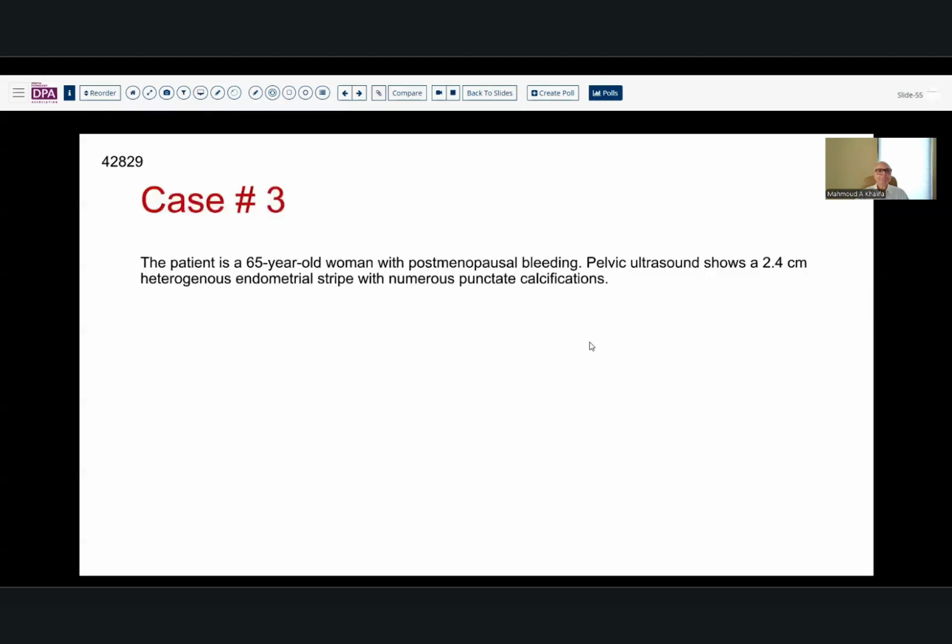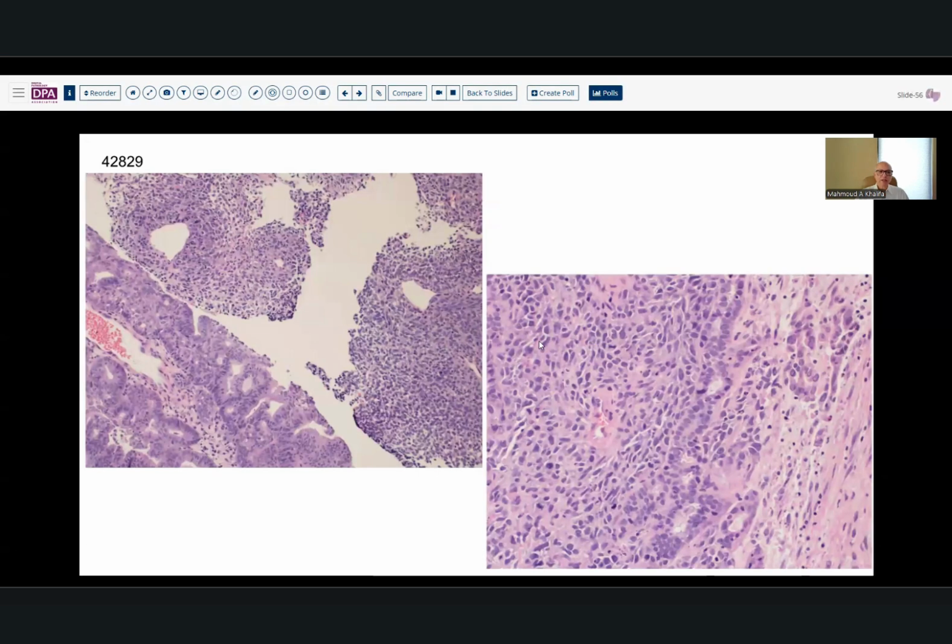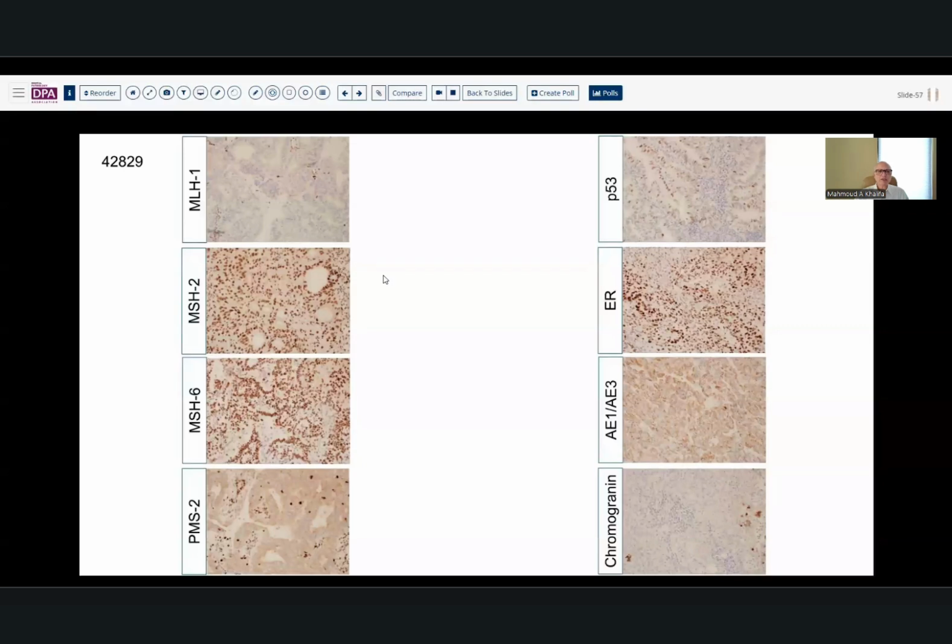treatment. Case number 3 was a 65-year-old with postmenopausal bleeding. Pelvic sonography showed a 2.4 centimeter heterogeneous endometrial stripe. They did a biopsy, and you can see the biopsy has glands like endometrioid adenocarcinoma, but has solid sheets of malignant cells as well. The solid sheets, some of them are spindle, but you can see that we have solid sheets and glands separate from each other, and some of the cells are spindle. The pathologist did MMR, and you can see that this is deficient, MLH1, PMS2. So you know that this patient is going to receive checkpoint inhibitor.